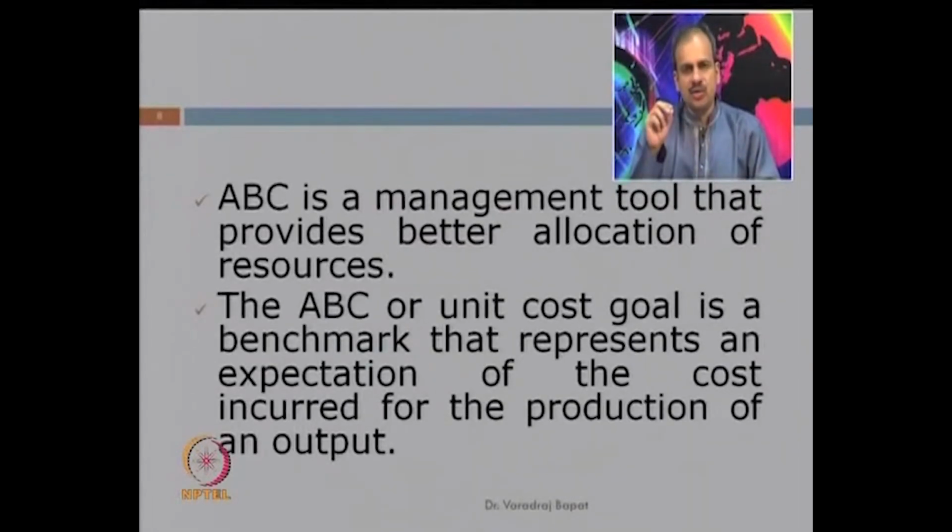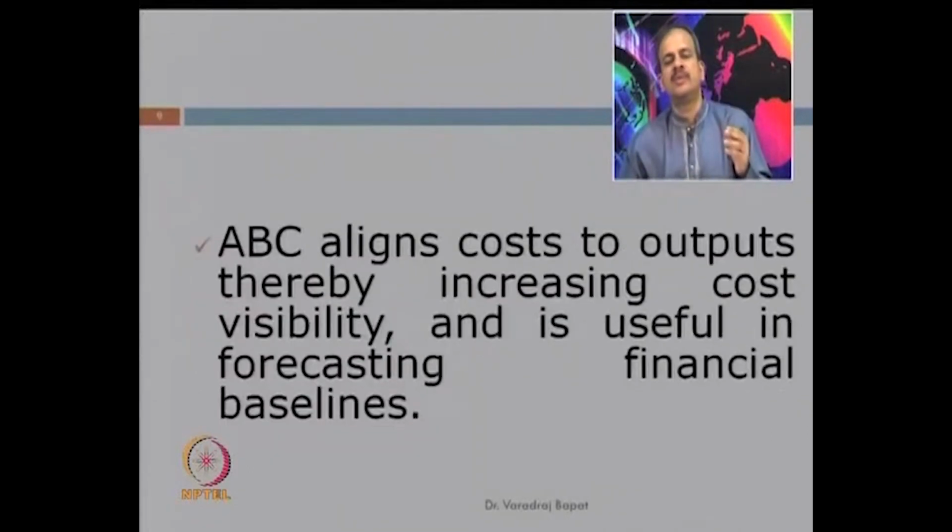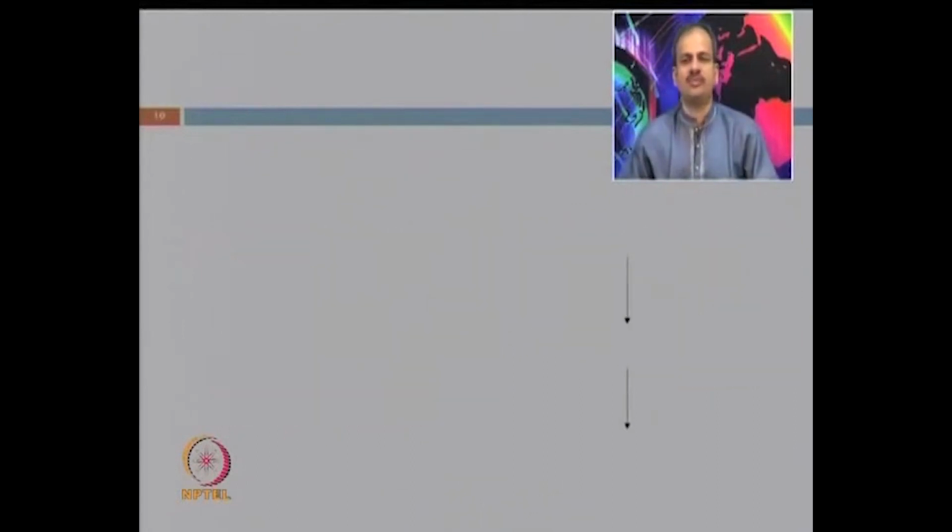Now it is a tool which enables management to make better allocation of resources. The ABC cost unit goal is a benchmark that represents an expectation of cost incurred. It aligns the cost to output, so cost visibility increases. So we know that this cost is for this particular thing, and it is useful for forecasting financial baselines also.